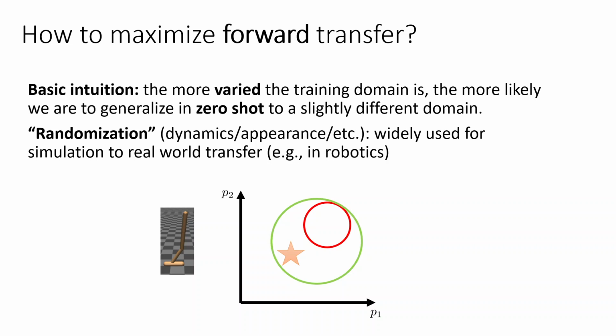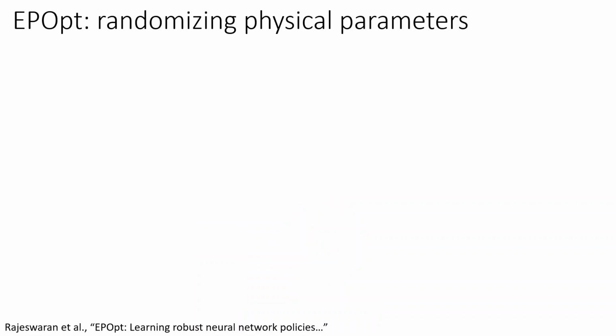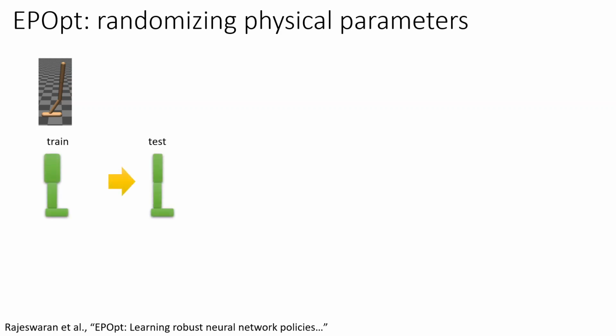And this idea has shown up in the literature in various ways, both for randomizing physical behavior and for randomizing visual appearance. One of the earliest papers to apply this in deep RL was this paper by Rajeswaran et al. called EPOpt, which studied randomization of physical parameters. So the idea is that maybe you want to train on one kind of hopper and test on a different hopper, maybe a hopper with different mass parameters.